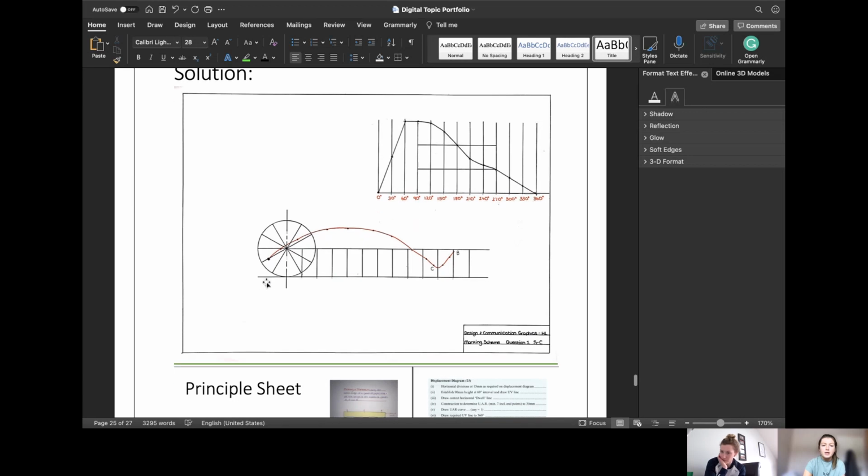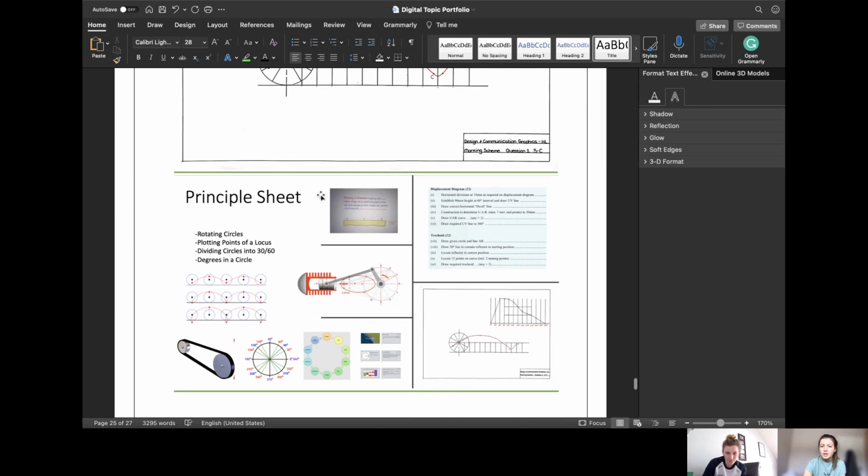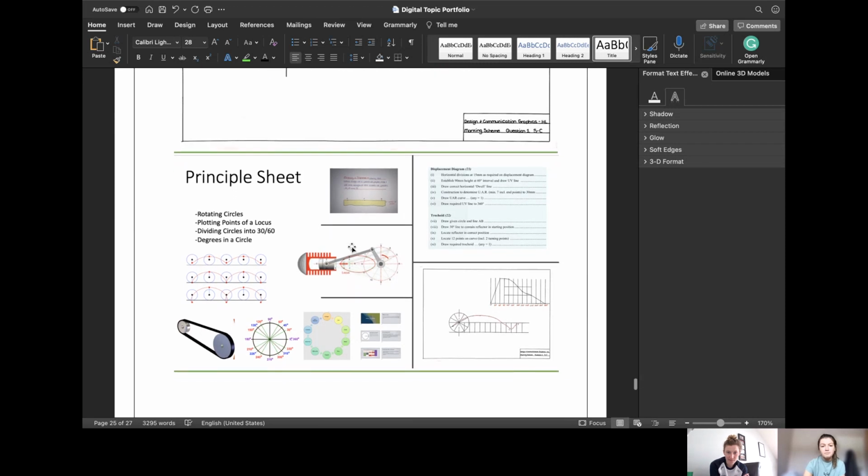I drew it out here. When you rotate your circle along a given line, like you said, we plot all the points along it. So this is plotting the locus. As you can see, our point B is at the very end, and our point C is our hop-on, hop-off station. Then just here, a quick principle sheet with all the little things you can address in it, from dividing your circles up into 30-60, your different types of trochoids, your cycloids, your keyword walls, all the things that you could incorporate in this principle sheet.